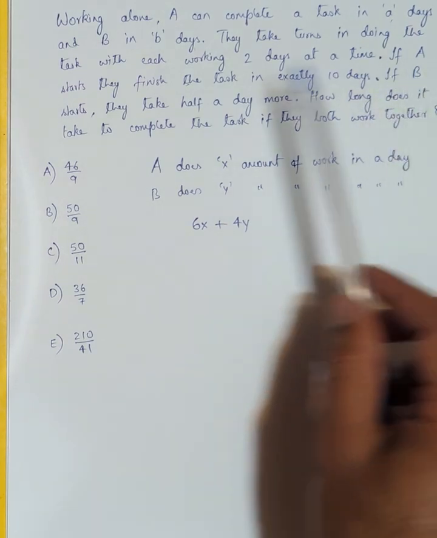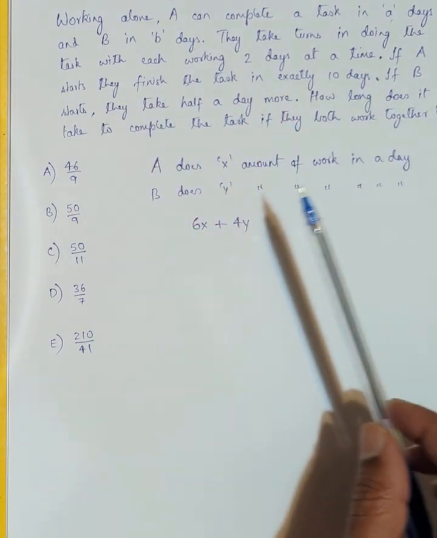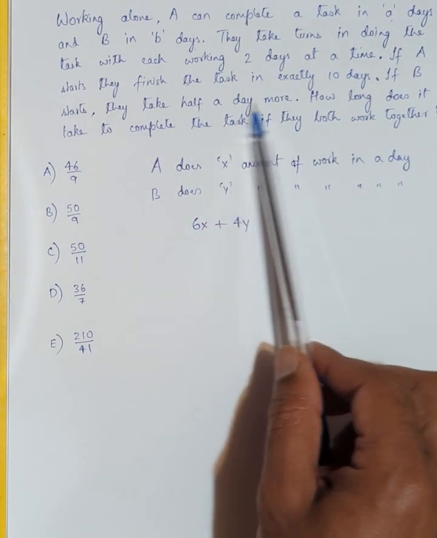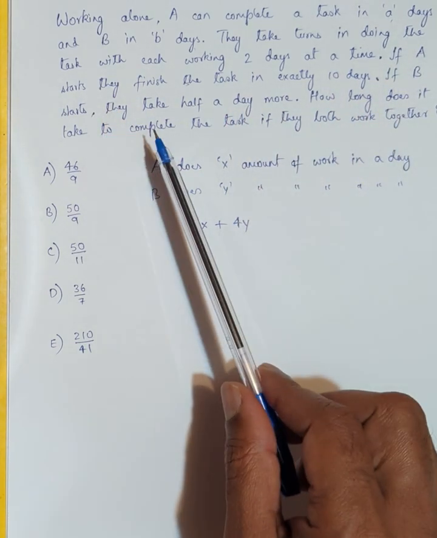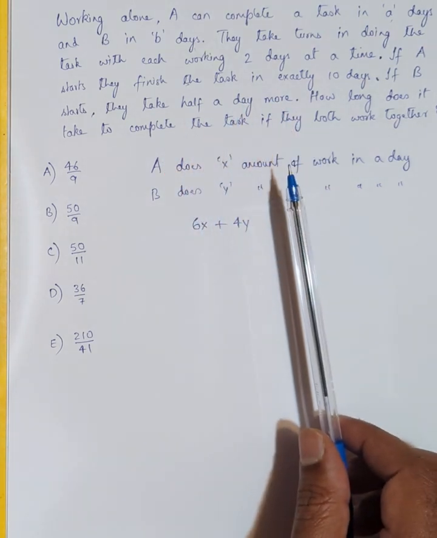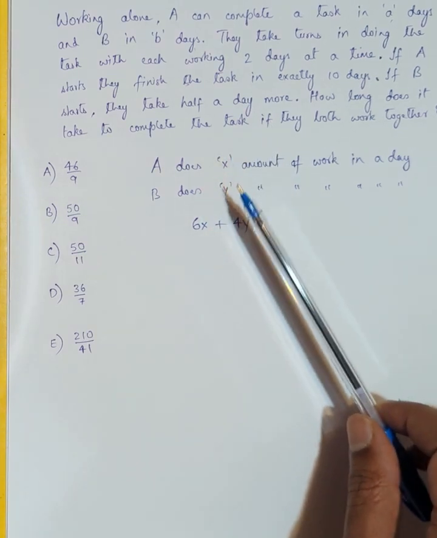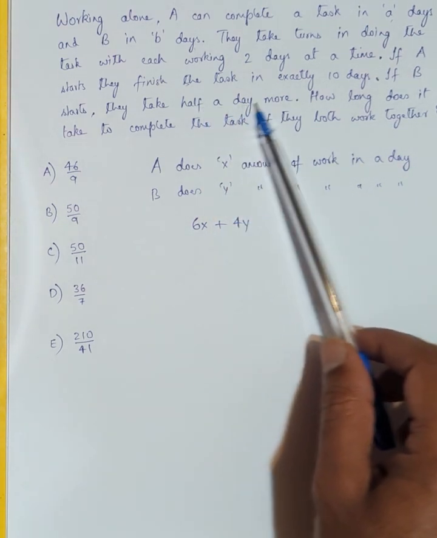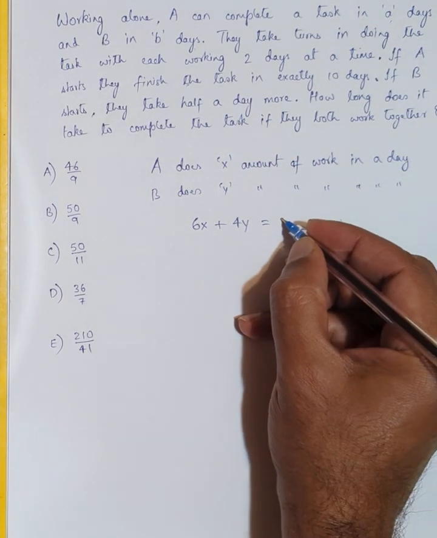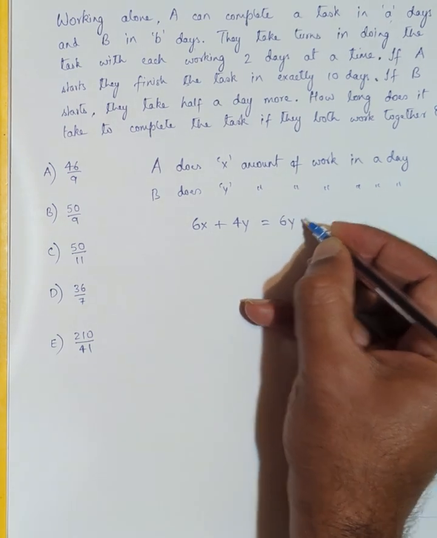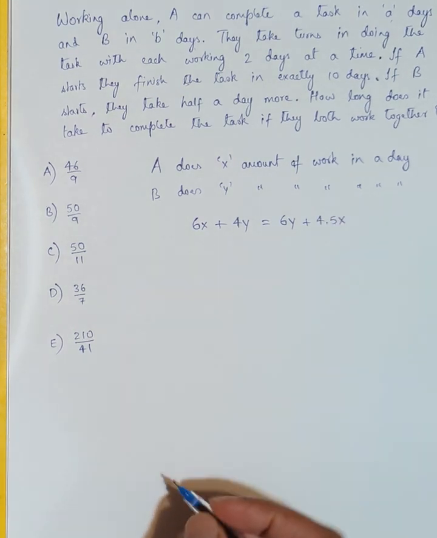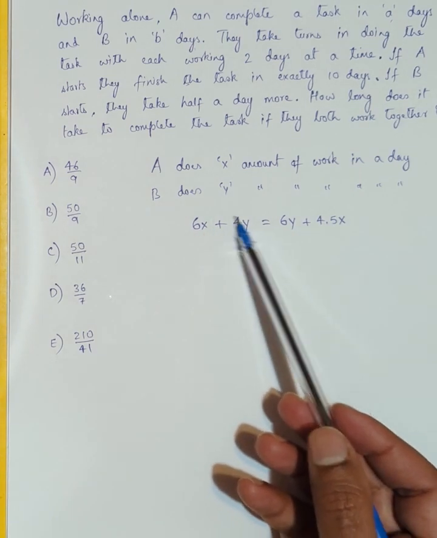Now notice, if B starts, they take half a day more, which means B is going to work for 6 days, but A is going to work for 4.5 days. Why? Because B starts for 2 days, then A works for 2 days, then B works for 2 days, then A works for 2 days, then B works for 2 days, and then it has to come to A, who finishes the work in half a day additional. So B is working for 6 days, so this is 6y, and A is working for 4.5 days. So the total amount of work is either this or that.